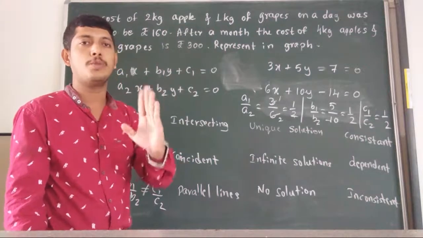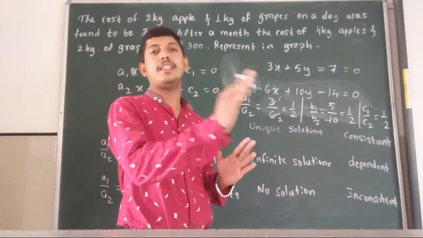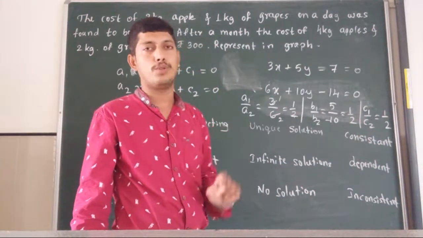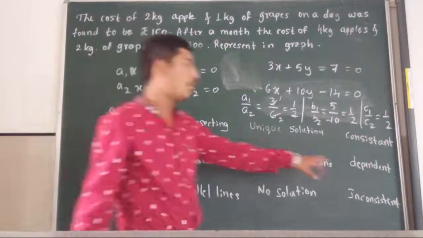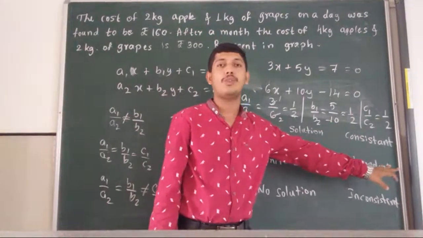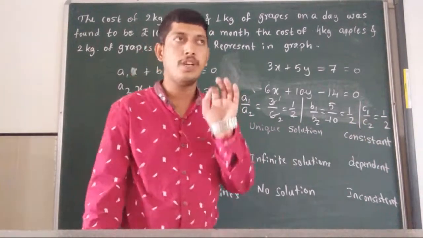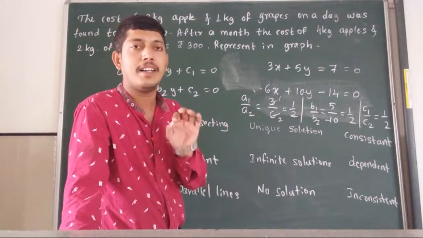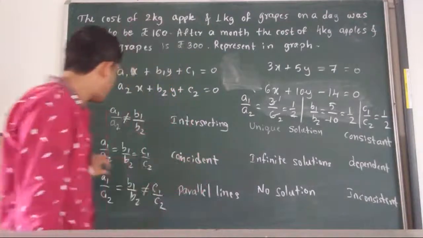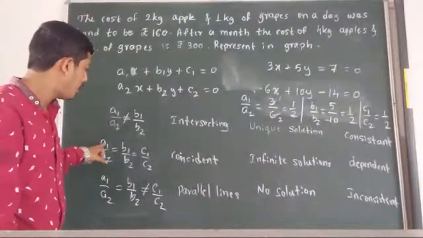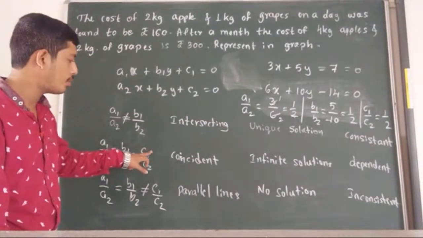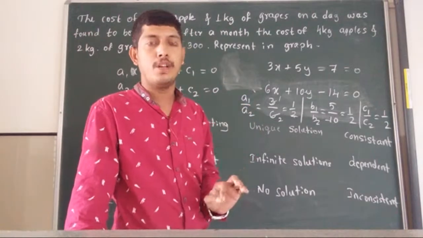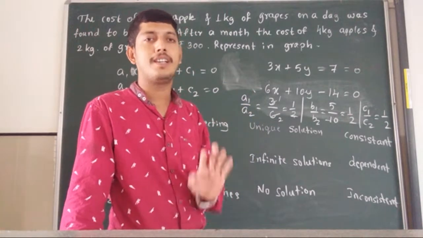So therefore, when a1 by a2 equals b1 by b2 and that equals c1 by c2, then we are getting infinitely many solutions, and that kind of solutions are known as dependent solutions. Okay, so what is meant by dependent solution? If a pair of linear equations is given, and they satisfy this condition, a1 by a2 equals b1 by b2 equals c1 by c2, then the equations have infinitely many solutions. That kind of equations are known as dependent.